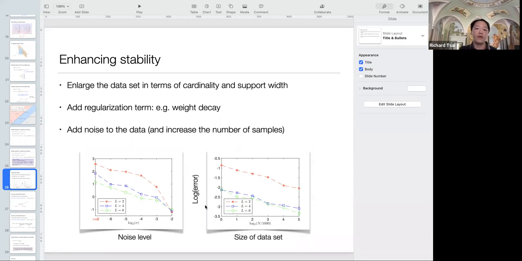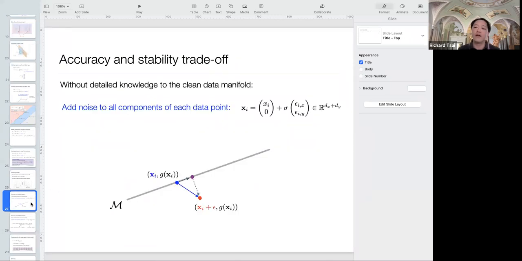And they just confirm that when you add noise to the data sets, it does provide some stabilization effect. But when you add noise, in general, if you have no idea of the distribution or which subspace your data lies on, then one strategy is just to add noise everywhere in every dimension. But this way, you will result in some loss of accuracy. We call it an accuracy and stability trade-off, right? You add some noise to stabilize, provided that you have a lot of data points, but at the same time you may also increase some loss of accuracy over here.